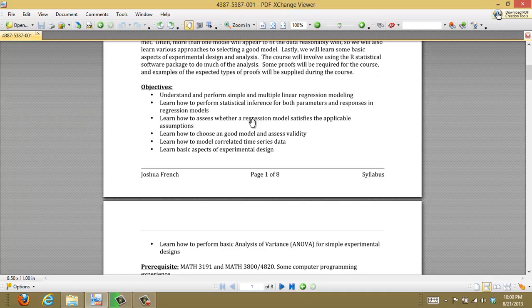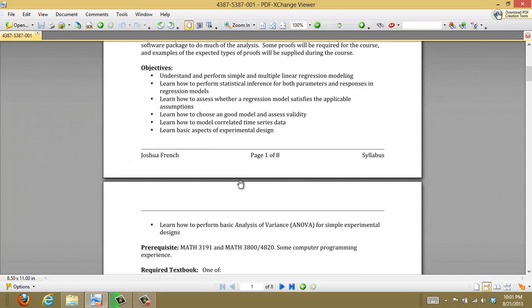We'll learn how to model correlated time series data. We won't spend a lot of time on that, but we will do some analysis involving correlated data. And then after that, we'll learn some basic aspects of experimental design, and then learn how to perform one-way analysis of variance for simple experimental designs. So that's a brief overview of what we're going to be doing and covering in this course.